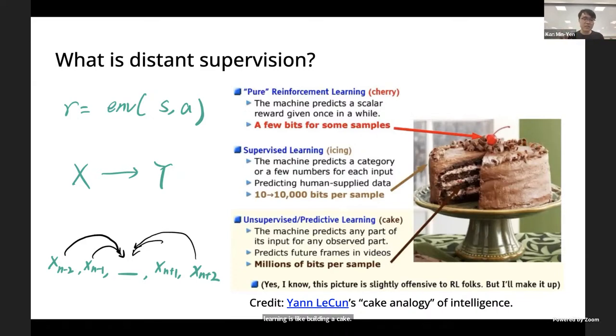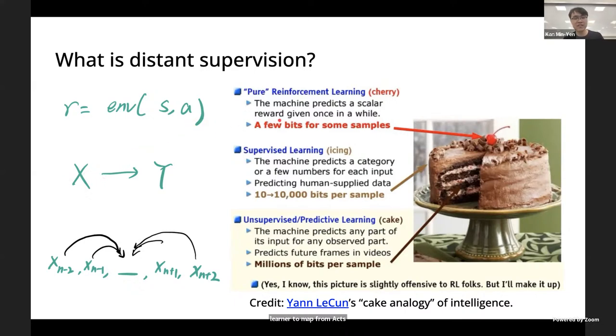The majority, the large part of the cake, is the cake itself, right? And he said it is unsupervised or self-supervised learning. So in the context of our LLM course, it's obviously masked language modeling, right? We use surrounding words to predict the central words without needing to annotate any data. And as for supervised learning, he said it's the icing of the cake. It requires some human annotation, okay? And it learns a learner to map from X to Y.